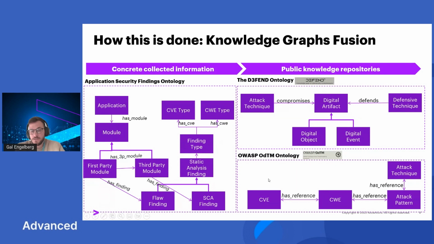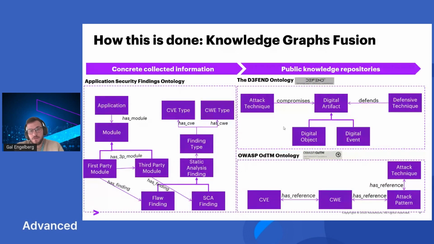Here on the bottom right, you can see the ontology that was retrieved from OWASP, which is basically part of OWASP OdTM, which is an incubation project of OWASP. It has information about CVEs, vulnerabilities, their reference to CWEs, and their reference to attack patterns, and the corresponding attack techniques.